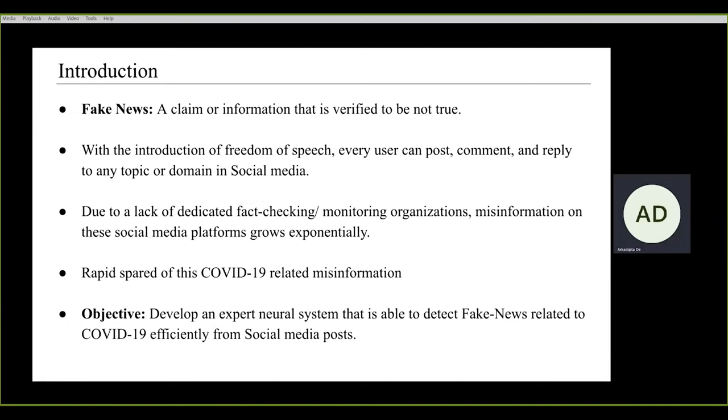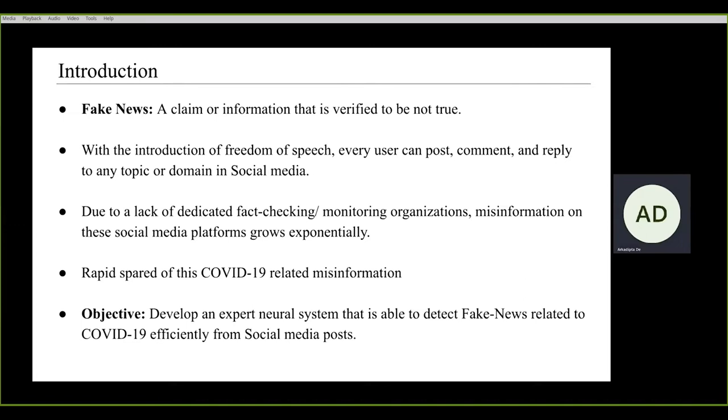So with the introduction of freedom of speech, every user can post everything on social media without any restrictions. And there is very less community guidelines for such cases. So that's why it is very easy to spread false information due to lack of monitoring organizations, as well as strict or rigorous guidelines. The rapid spread of COVID-19 related misinformation can lead to several problems. For example, misreporting of ground truths, wrong measurements, unproven medications that have resulted in attacks on specific communities, mob lynching, hoarding of medicines and medicinal aids, and etc.